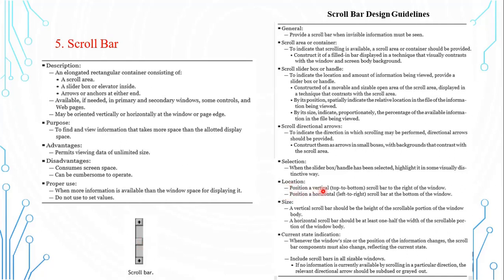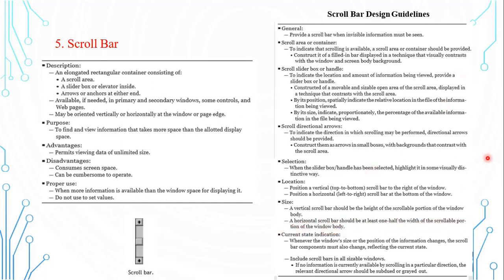Location. Position the vertical scroll bar to the right of the window and position the horizontal scroll bar at the bottom of the window. So already you know where these scroll bars will be placed: on the right side of the window, or horizontally at the lower side of the window. And what should be the size? The vertical scroll bar should be the height of the scrollable portion of the window body, and the horizontal scroll bar should be at least 1/2 of the width of the scrollable portion of the window.